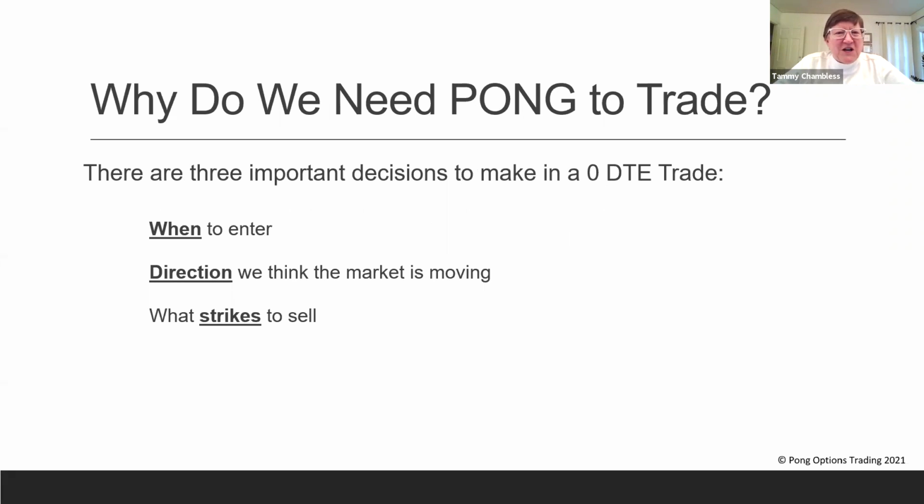Why do we need PONG to trade? There are 3 important decisions to make in a 0 DTE trade. When to enter, and how many times have you entered a 0 DTE trade only to be stopped out immediately, and if you'd waited a little bit, you would have had a winning trade. PONG also helps with direction, and how many times have you entered on the wrong side of a market move and gotten stopped out? And then what strikes to sell, PONG can help with. How many times have you selected a short strike only to be stopped out and then the market turns around? PONG won't eliminate all of your losses, but it will greatly improve the probabilities that you will have positive results.